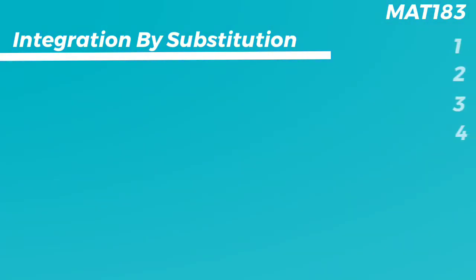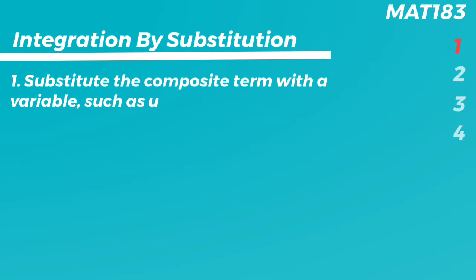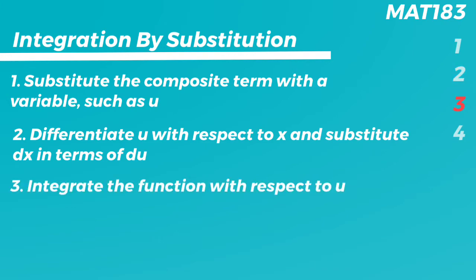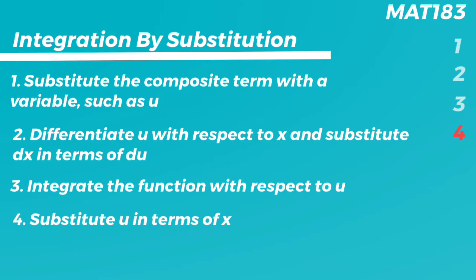Here are the steps in doing integration by substitution. First, we substitute the composite with a variable such as u or t. Secondly, we differentiate u with respect to x and then substitute dx in terms of du. Next, we integrate the function with respect to u. And finally, we substitute u in terms of x.